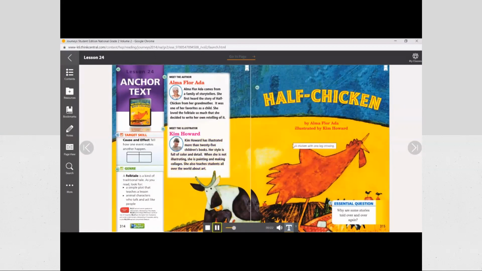Half Chicken by Alma Flor Ada. Illustrated by Kim Howard. Essential question. Why are some stories told over and over again?